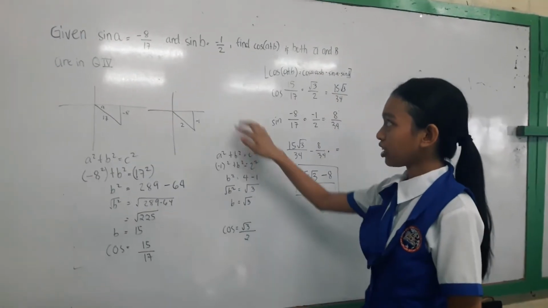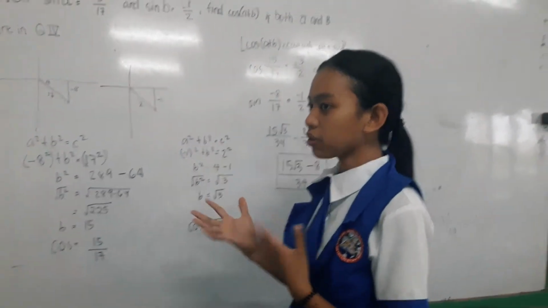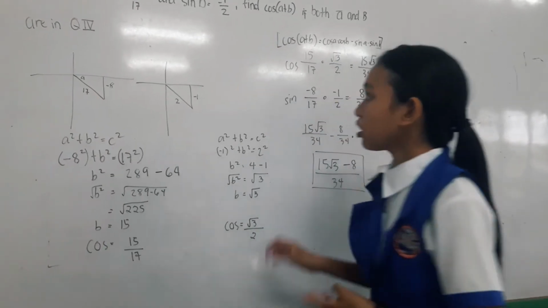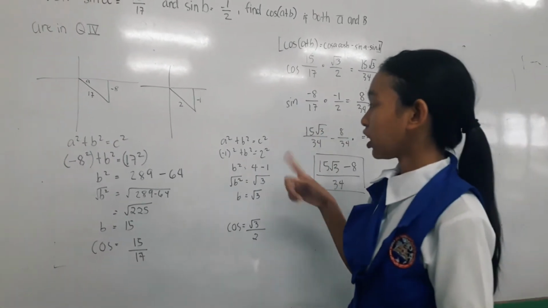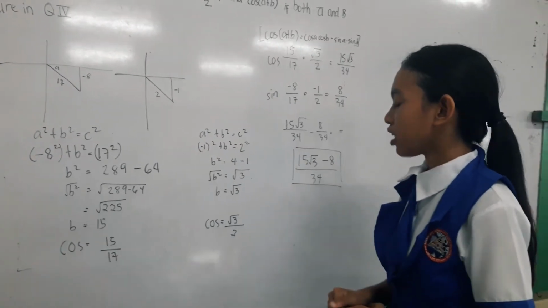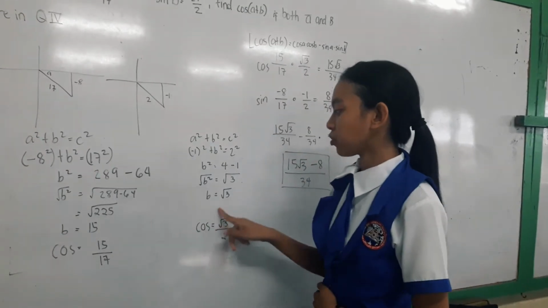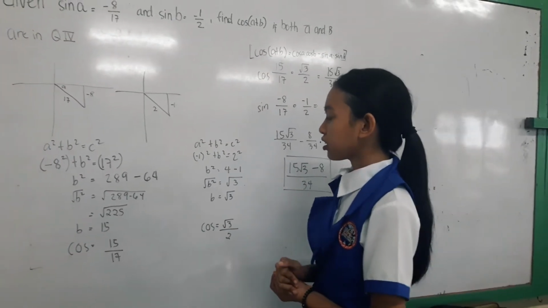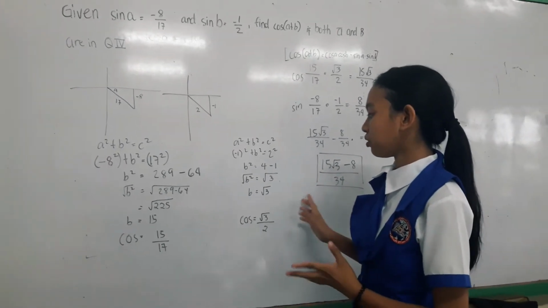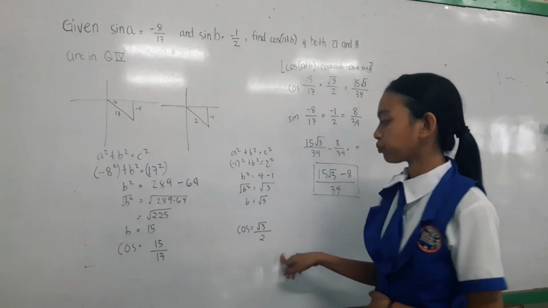And then for the second angle, we also use the Pythagorean theorem, a squared plus b squared equals c squared. And then, using the given, I substituted negative 1 for a and 2 for c. And then, using this process, I got b is equal to square root of 3. And since I know that my adjacent is square root of 3, then I already know what my cosine is. So my cosine is square root of 3 over 2.